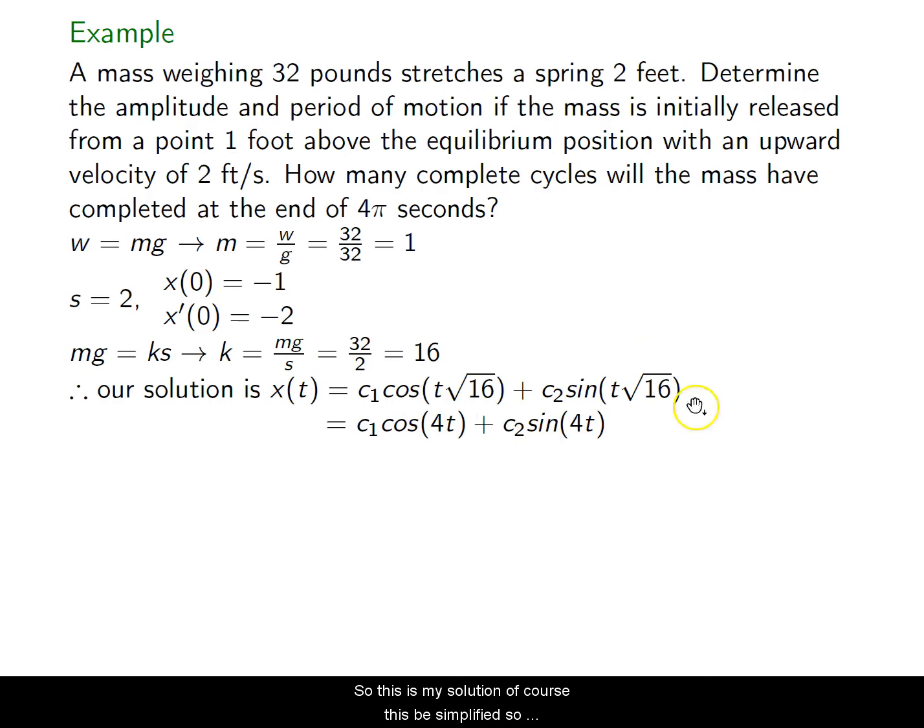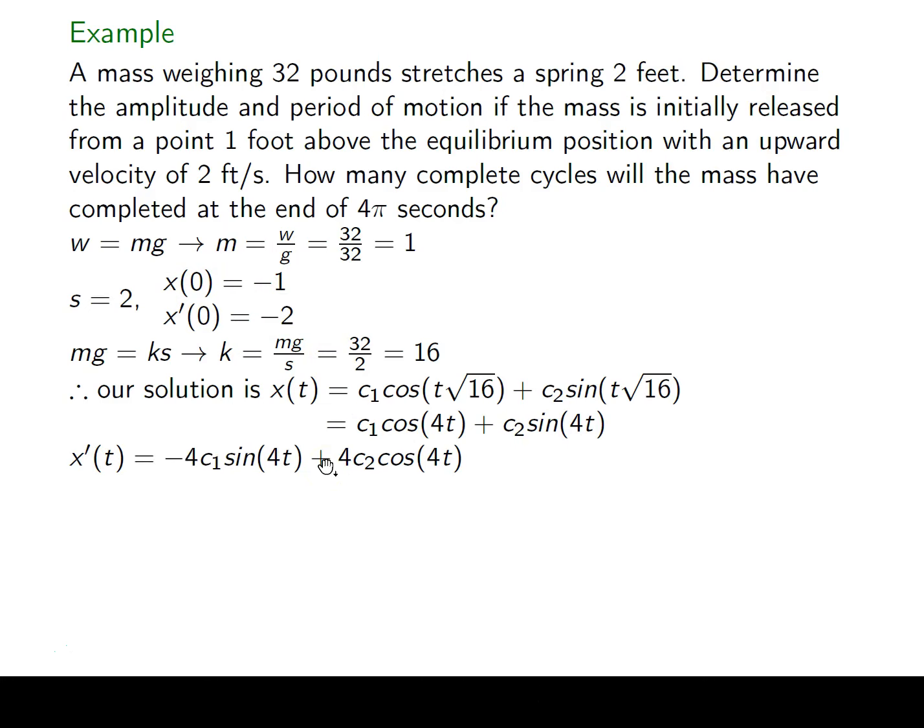So this is my solution. Of course, this can be simplified: C1 cosine 4t plus C2 sine of 4t. Now that I have this, I would need to use my initial conditions to find my constants. In order to do that, obviously I'm going to need x prime. So now that I have x and x prime, I can use x of 0 equals -1. Plug that in here. At 0, the sine goes away and the cosine turns into 1. So I get C1 is -1.